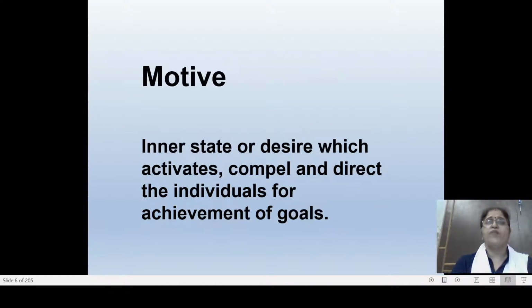So the term motivation is related with three concepts. Number one, motive. Motive is the inner state. It is the internal state of desire which activates, compels and directs the individual for achievement of the goal. मोटिव जो है वो हमारी इनर स्टेट है, किसी भी एम्प्लॉय की इनर स्टेट है, और डिजायर जो ऑर्गेनाइजेशन या इंडिविजुअल के गोल को अचीव करने के लिए एक्टिवेट भी करती है, कंपेल भी करती है और डायरेक्टली वो गोल को अचीव करती है.